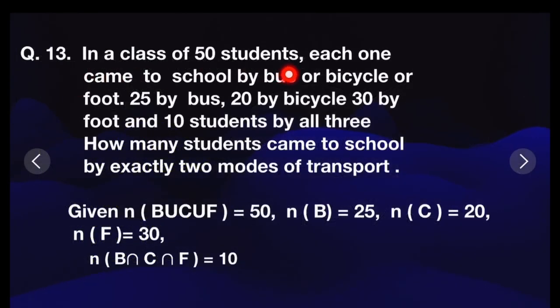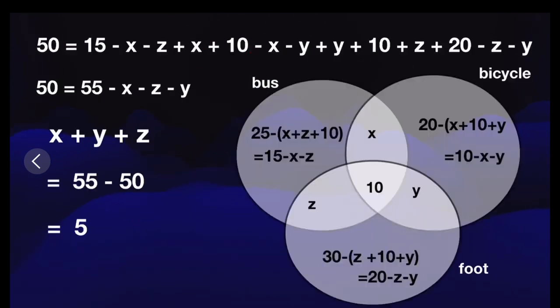In a class of 50 students, each one came to school by bus, cycle or foot. So here, the number of students by bus is 25, by cycle is 20, and by foot is 30, and the students who came by all three is 10. They have not given the intersections. They have given the total students as 50. Let's draw the Venn diagram, and first write down the students who came by all three, that is 10. These values we do not know, so we will put x, y and z, because, as I told you, the intersections are not given.